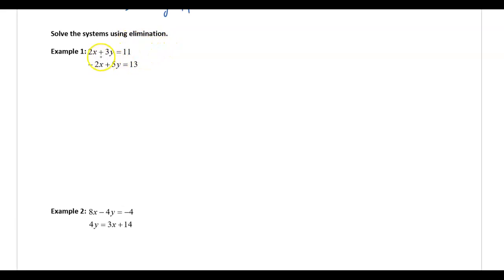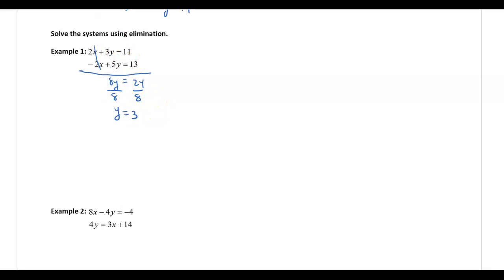What's nice about this real quick is if I look at this and add the x's together, do I get 0x? Yes. Therefore, step 1 and 2 is basically done for me. My variables are aligned vertically. They're both in standard form. When I add these together, the 2x's eliminate. And it leaves me with 3y plus 5y is 8y, equals 11 plus 13, which gives me 24. Now, what variable can I solve for? Y. I divide both sides by 8. Y is equal to 3.